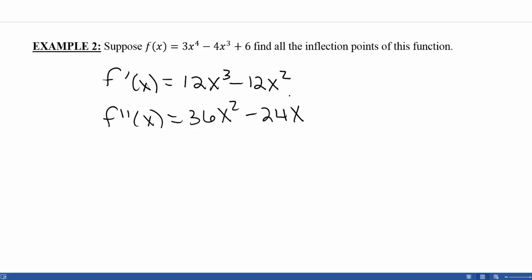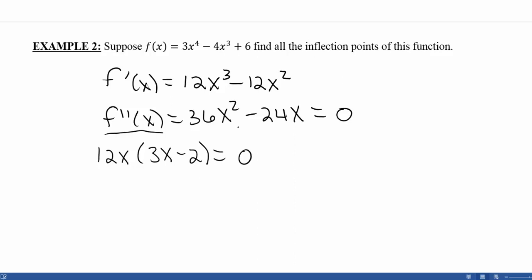Now, again, I want to determine when this equals 0 so that I can figure out how to divide up my interval to look for the various signs of the second derivative. So if I factor out a 12x, I'm left with 3x - 2. And again, I want to know when that equals 0. So I set each term equal to 0. If I set 12x equal to 0, I get my first possible inflection point, which is x equals 0. And if I set 3x - 2 equal to 0, I get x equals 2/3.